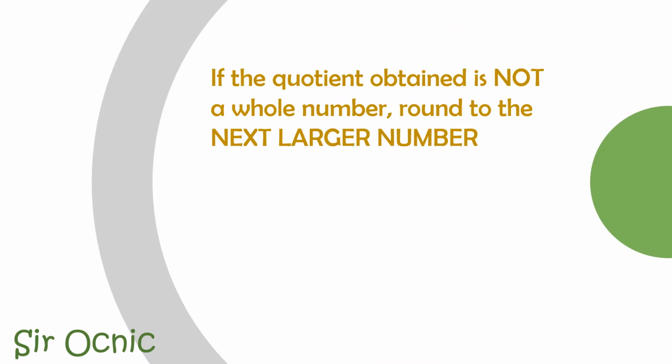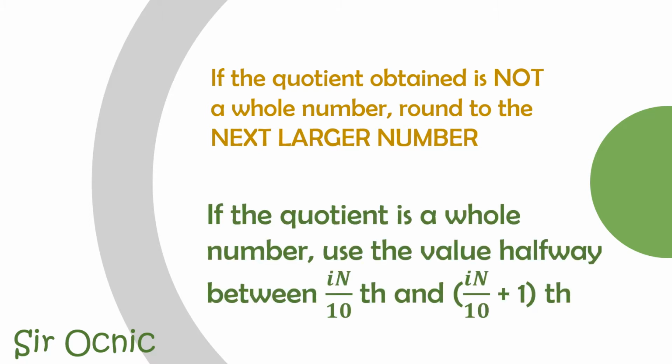Remember, if the quotient obtained is not a whole number, round to the next larger number. If the quotient is a whole number, use the value halfway between i times n all over 10 and i times n all over 10 plus 1.